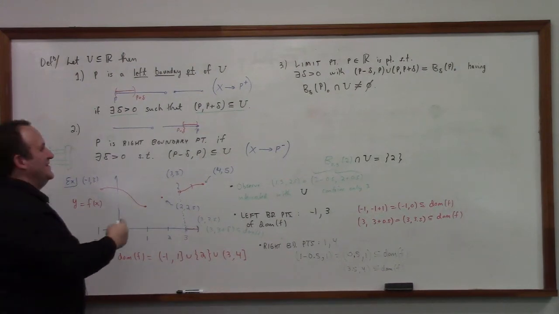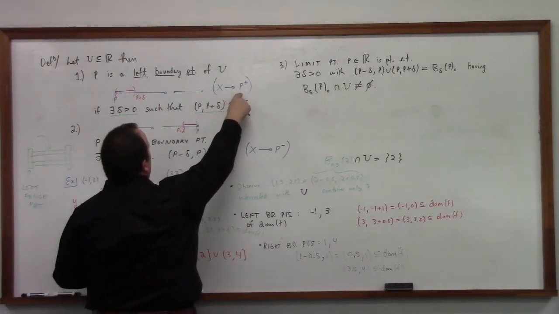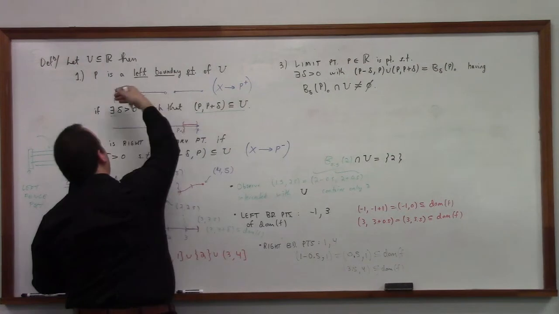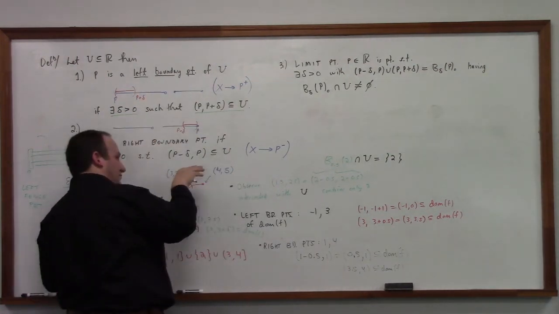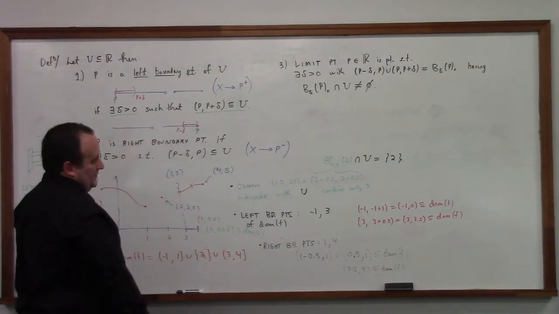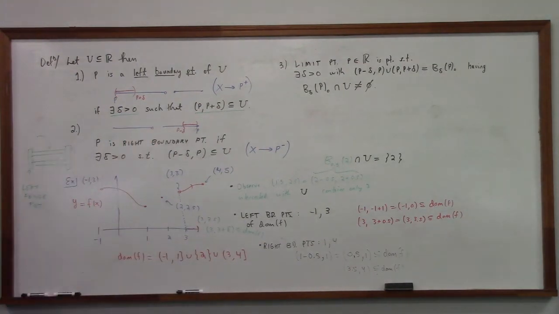We take a right limit to a left boundary point because we're approaching from the right. We take a left limit to a right boundary point because we're approaching from the left. I'm sorry about the double-handedness of the terminology. It's just the way it is.